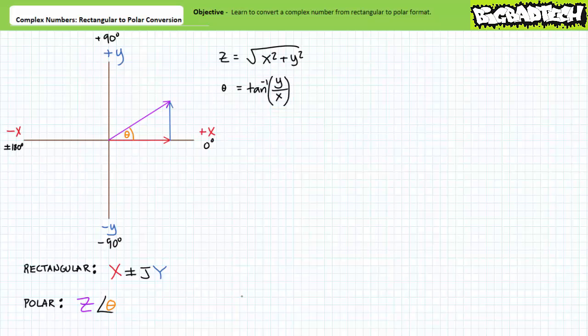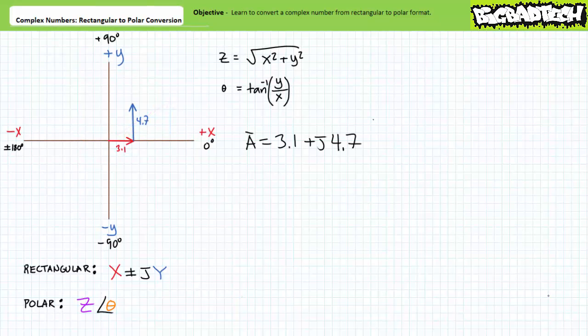Let's try some illustrated example problems of conversion from rectangular to polar format. Given a complex number a, expressed using rectangular format as 3.1 plus j 4.7, let's express it using polar format.